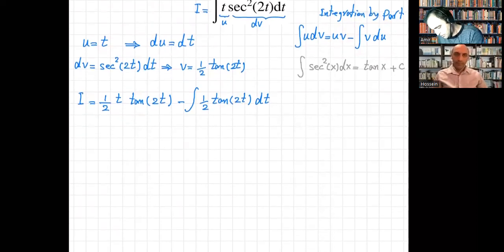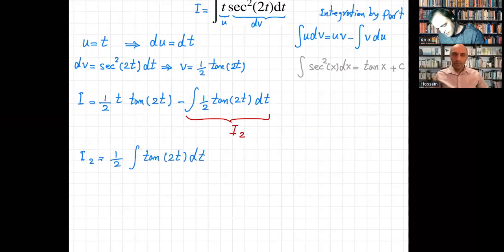So let me call this one I2, integral number 2, something like that. Let me write one line below. I2 is equal to, I can actually get 1/2 outside of the integral, tangent of 2t dt. Do you recall the integral of tangent?